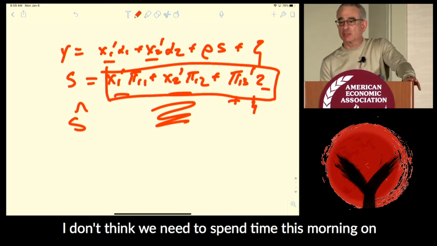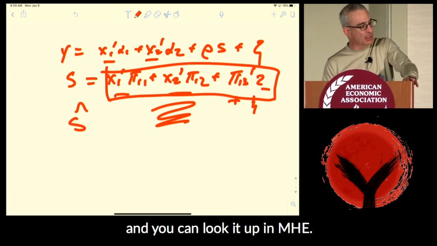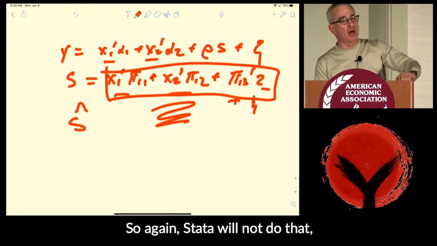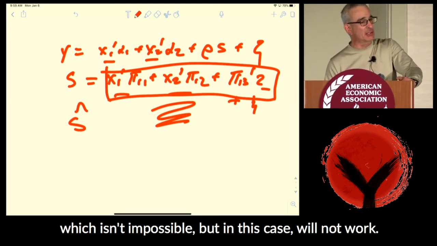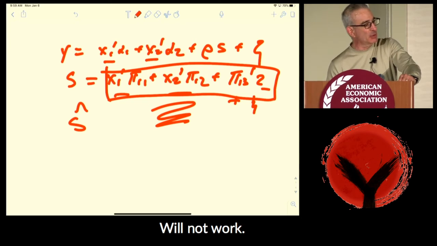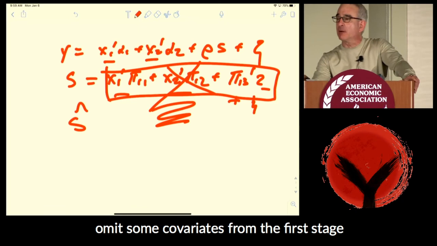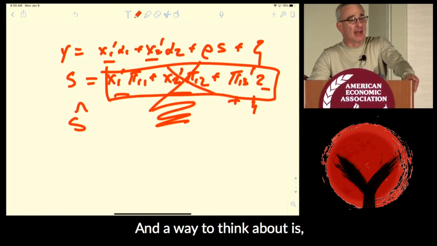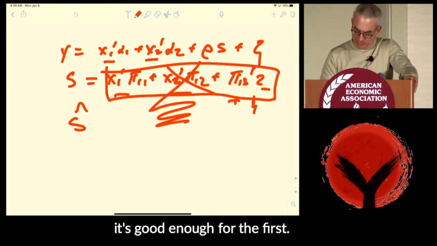I don't think we need to spend time this morning on explaining why that is. It's not too hard to figure out, and you can look it up in MHE. So again, Stata will not do that, but if you try to be smarter than Stata, which isn't impossible, in this case, it will not work. So covariate ambivalence is when you omit some covariates from the first stage that are included in the second. A way to think about it is if it's good enough for the second stage, it's good enough for the first.